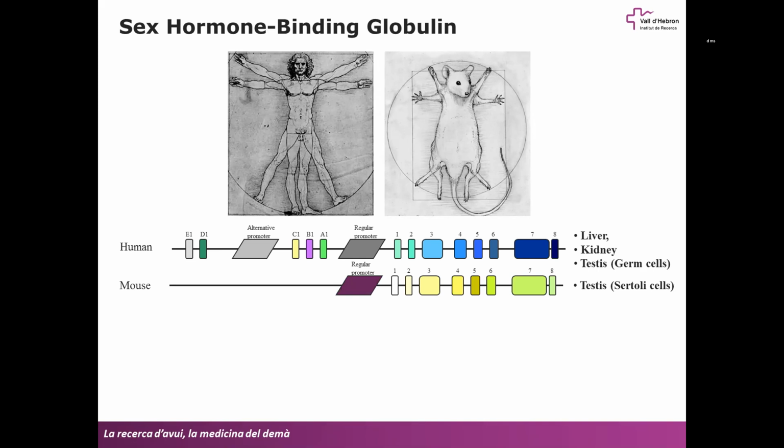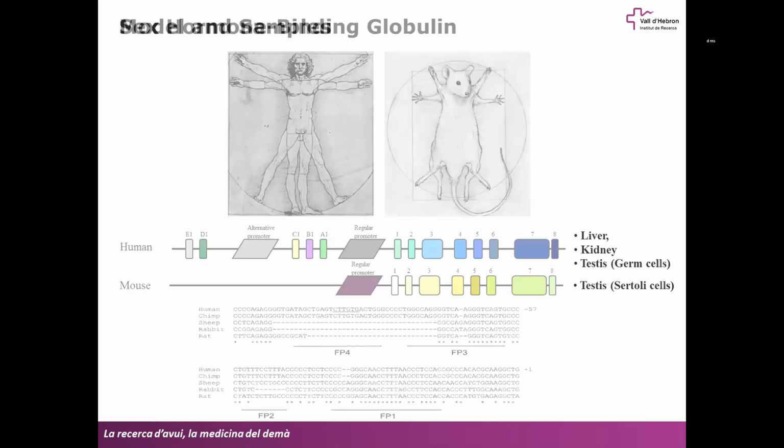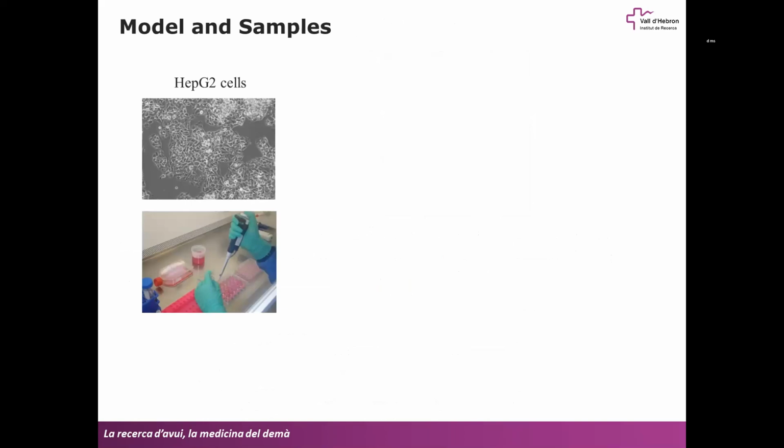If you check the mouse gene, it has differences at the promoter region, and it also has the 8 exons and introns. But this gene in mice is expressed in the Sertoli cells of the testes, which means that mice do not have SHBG circulating in the blood, and you cannot study in rodents or lower mammals the expression of this human gene. So what we did several years ago is to create a human SHBG transgenic mice.